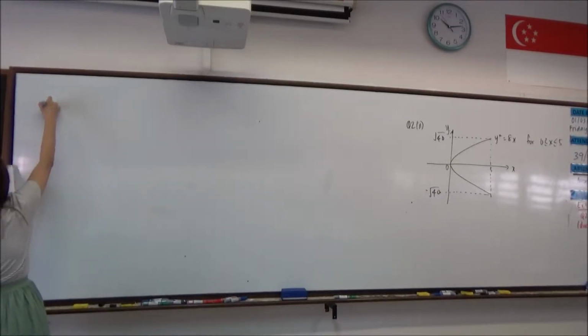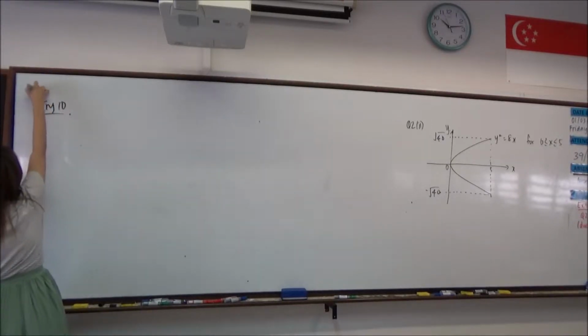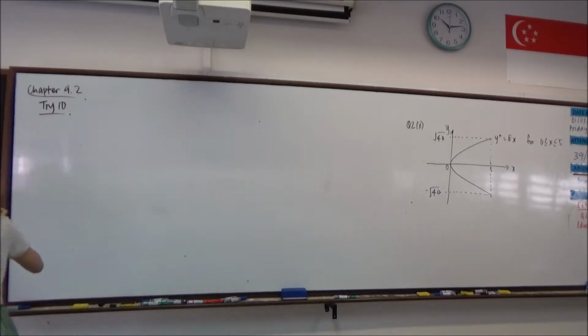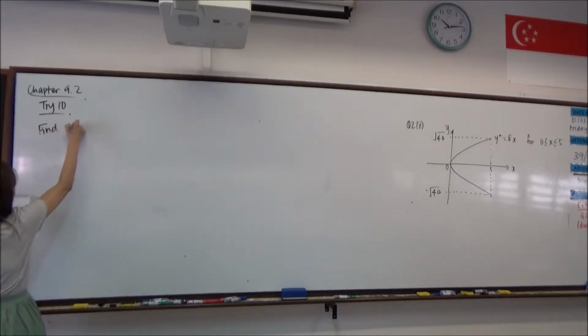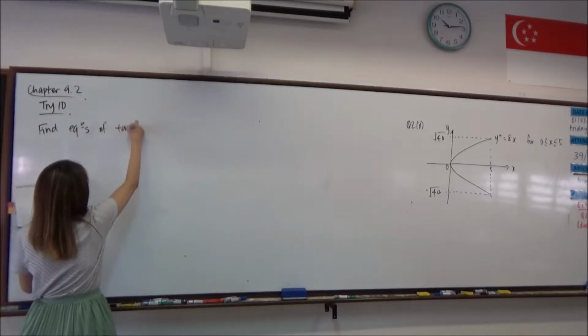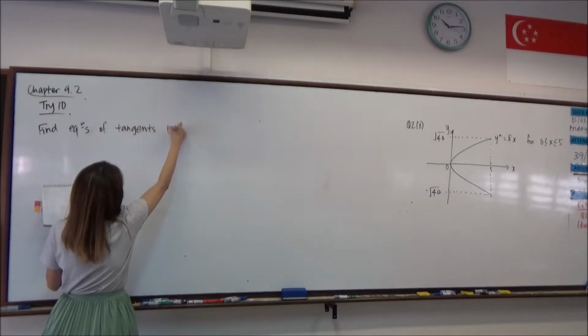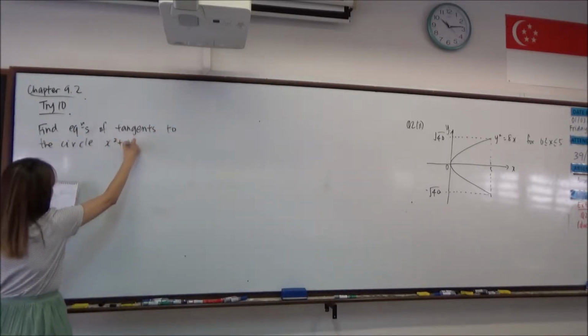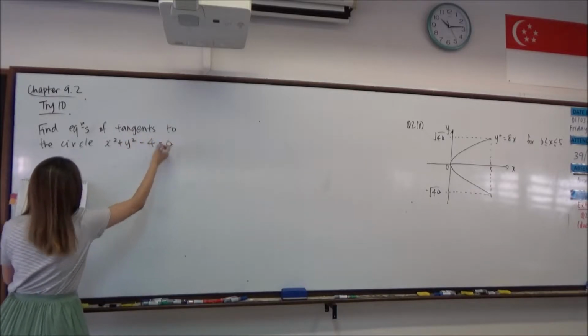Let's look at try 10. For try 10, the question wants us to find the equations of the tangent to the circle that has the equation x squared plus y squared minus 4 equals 0.